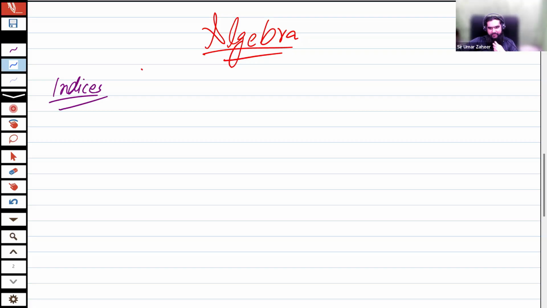Yes, you're right. So any number that is written above on the right side of a base is known as the index of the number, or it is also known as the power of the number. It is also known as the exponent. For example, you have a raised to power or x raised to power m. So basically this m is also known as index. It is also known as the power of the variable, or the exponent of the variable.